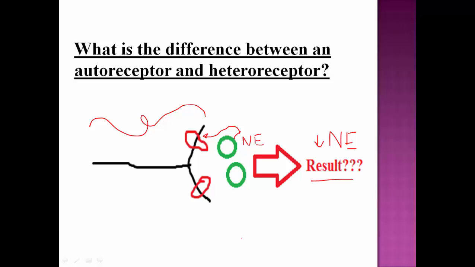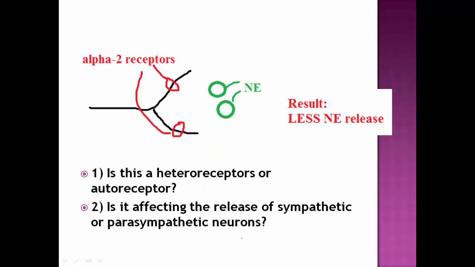So let's take four examples. Here we have norepinephrine. These are the norepinephrine molecules. They are acting presynaptically on the alpha 2 receptors. The result is that norepinephrine was decreased. The release of norepinephrine from this neuron was decreased. So you would expect less sympathetic effects because norepinephrine is a sympathetic neurotransmitter.